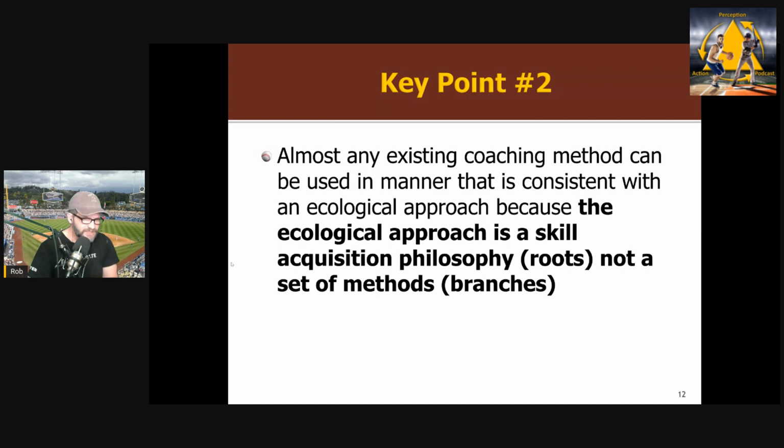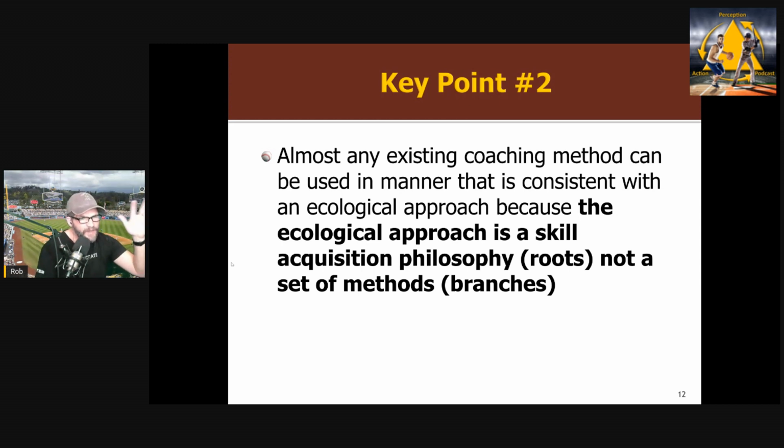You can use instruction to guide self-organization. You can use constraints to design. Almost any method you can think of can be used in a manner consistent with the ecological approach. Because the ecological approach to skill acquisition is defined by its roots: the theory, the philosophy of self-organization, of coupling, of information, of direct perception. It's not defined by its methods, right? The ecological approach is not the constraints-led approach. That's why they're not the same thing.